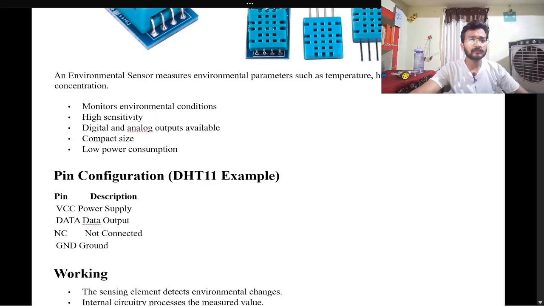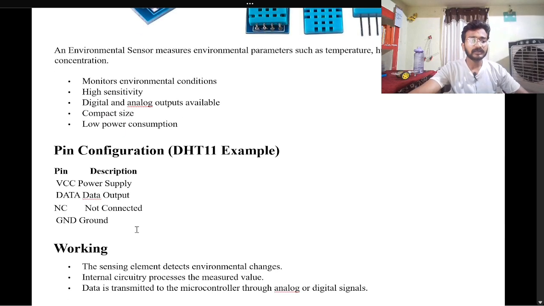The VCC pin of this sensor is connected to power supply. Usually it works with 5 volt, and this is the data pin which is connected to your microcontroller digital pin, from where the microcontroller receives data from this sensor, and the ground pin is connected to the ground of microcontroller.